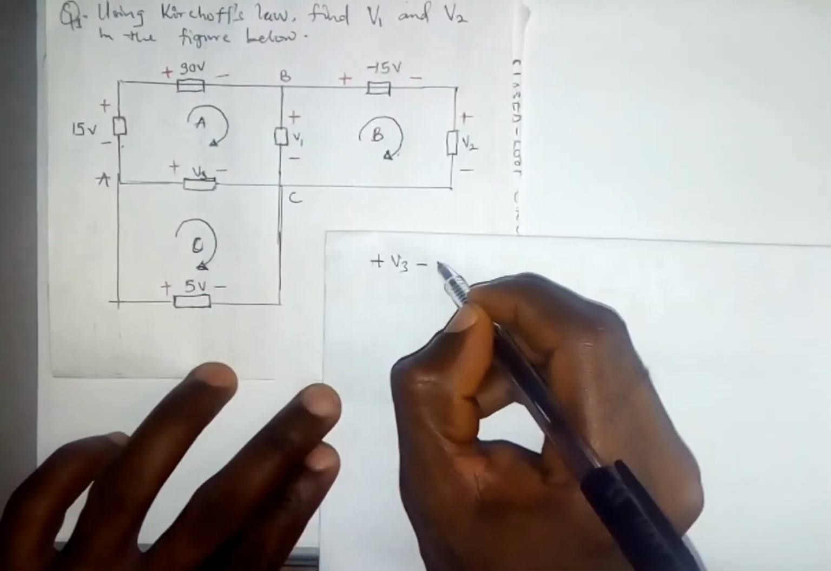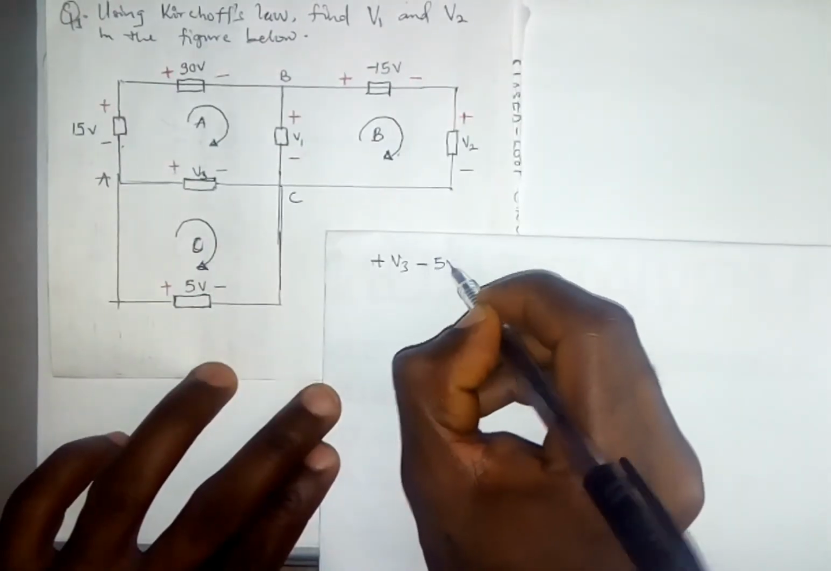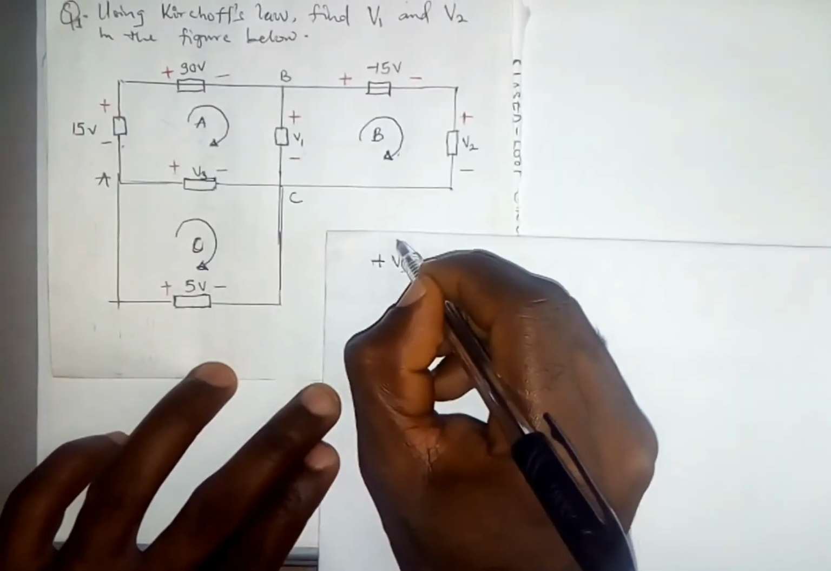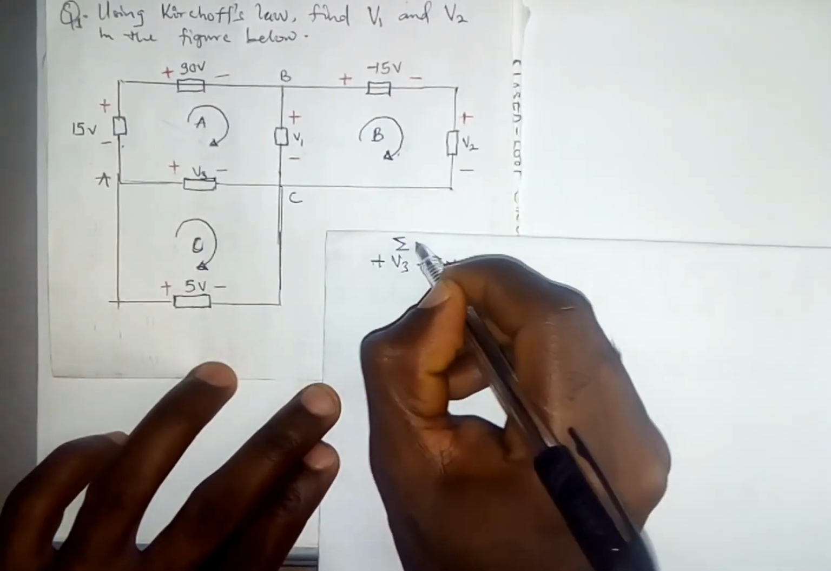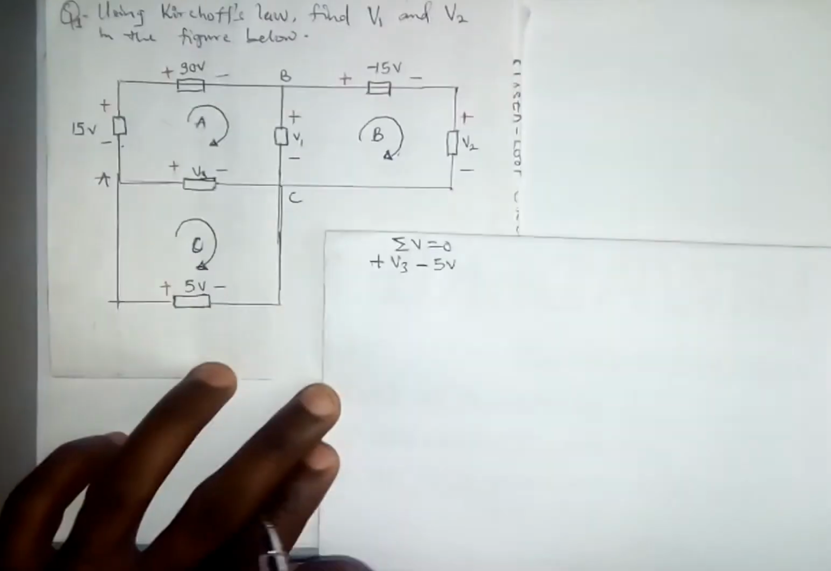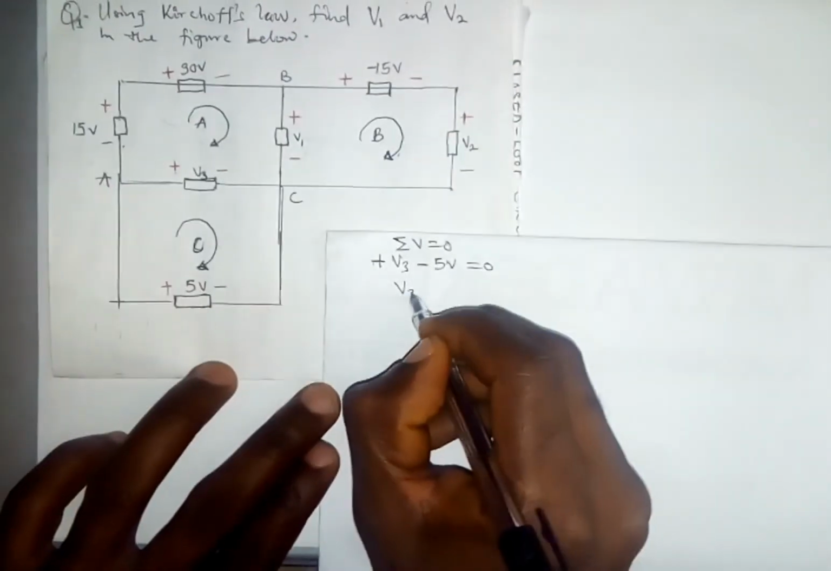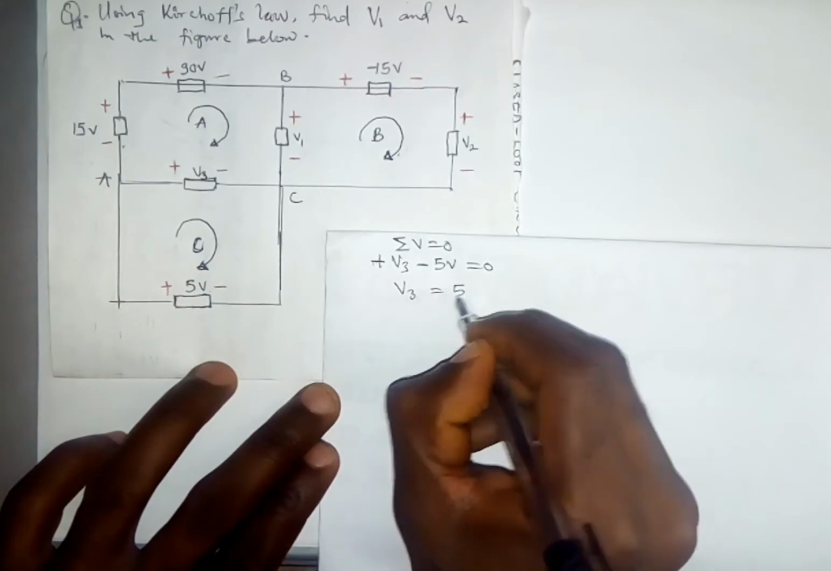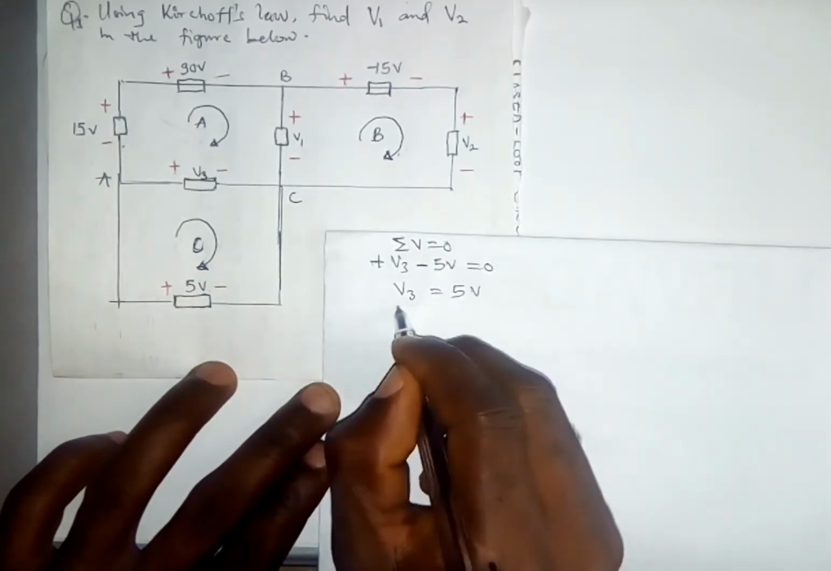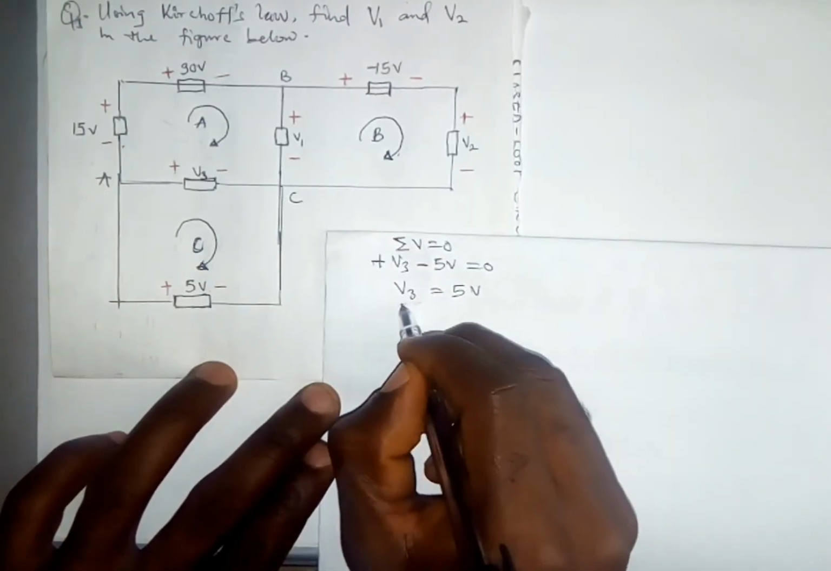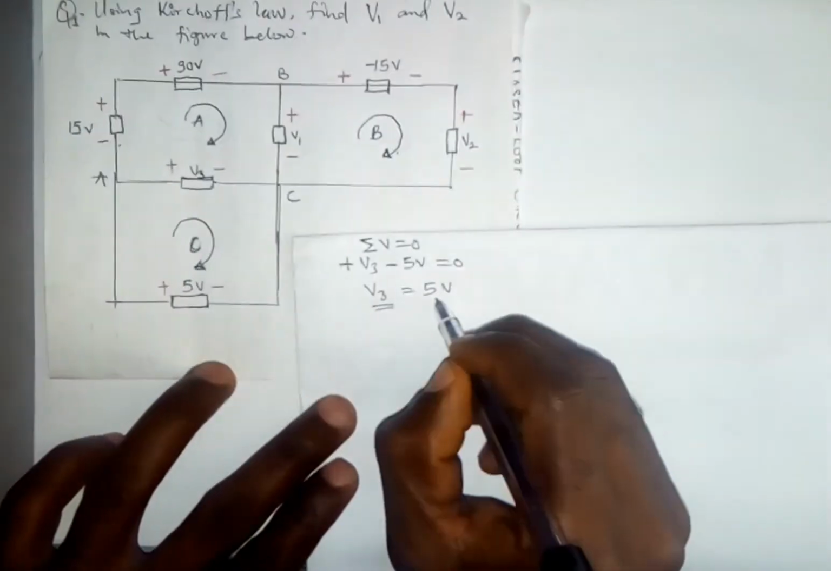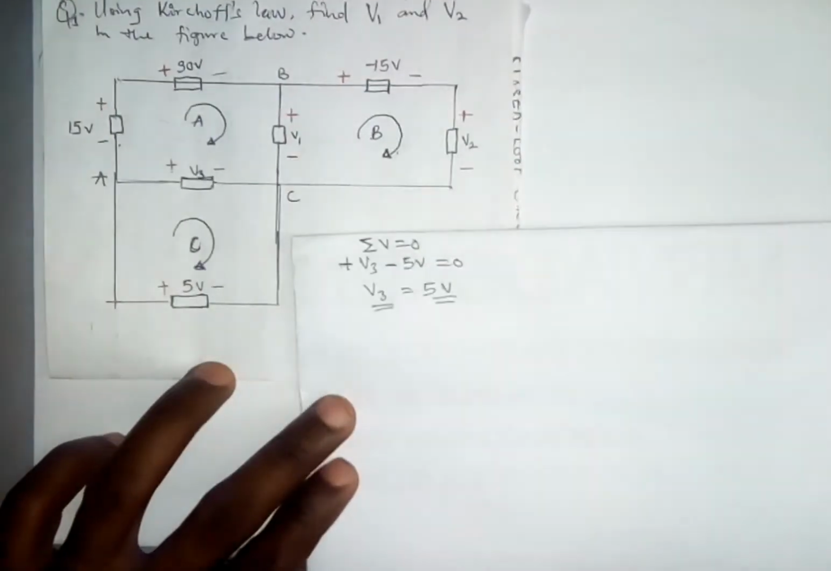You are going to have negative 5 volts. So don't forget what we are using is equal to 0. So this is going to be what? V3 equals to 5 volts. So that's the value of our V3 for the first one. Now let's take another loop again.